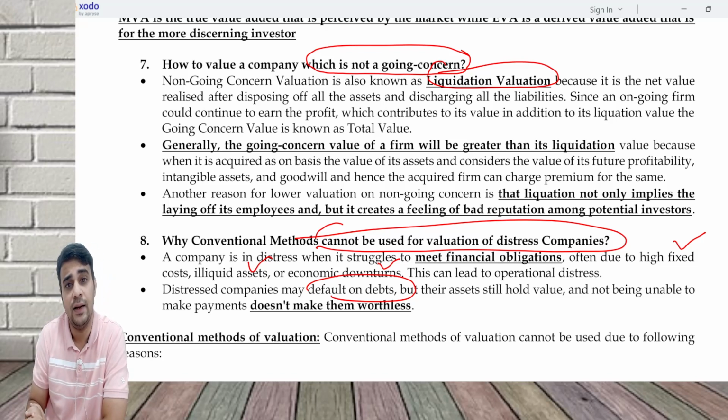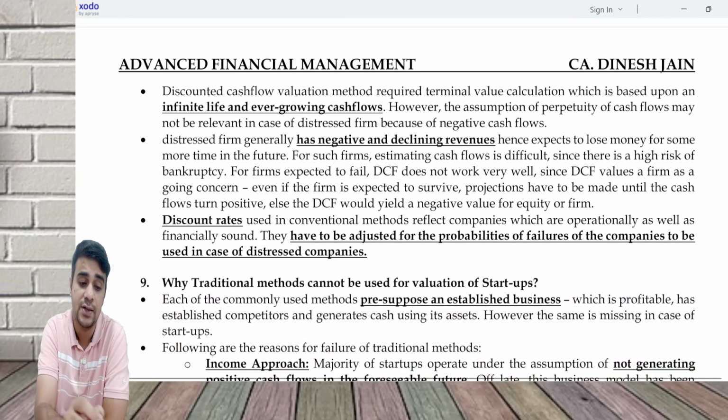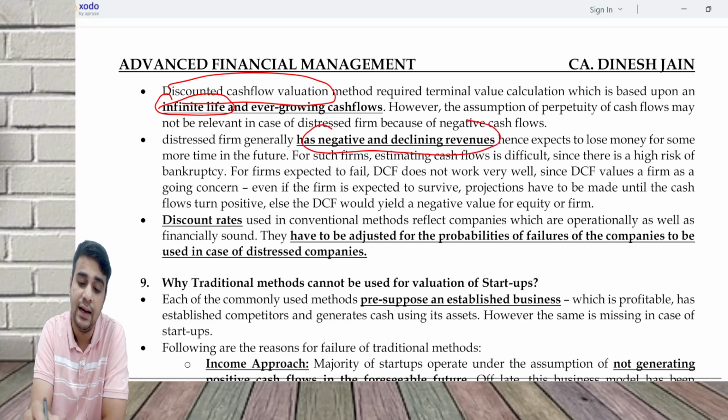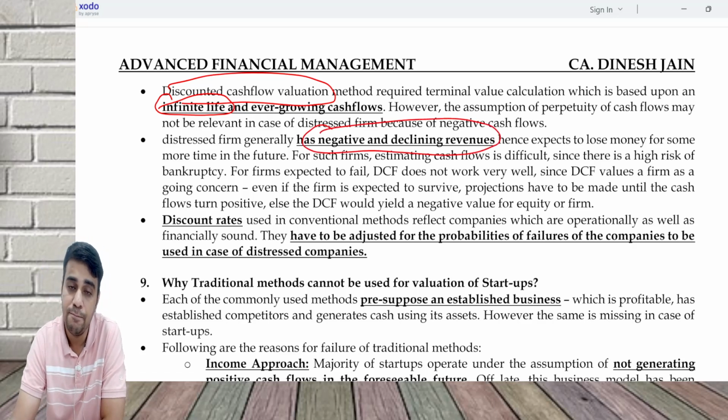Cash flow based method indirectly assumes infinite life. The discounted cash flow valuation method has an assumption of infinite life and ever growing cash flows. If you are a distressed company, that infinite life assumption may not hold good. So that is a challenge for applying the cash flow based method. For the earnings based method, because most of them have negative and declining revenues and negative profits, it is impossible for me to do a valuation under the earnings capitalization method. So what normally can be used is your asset based valuation, where you will do a liquidation based approach. That is the method we may use.